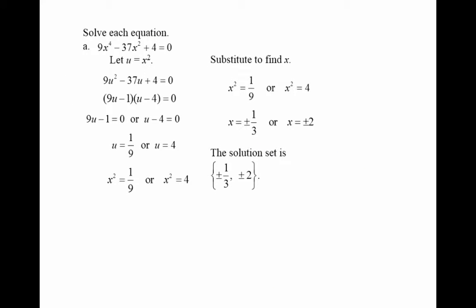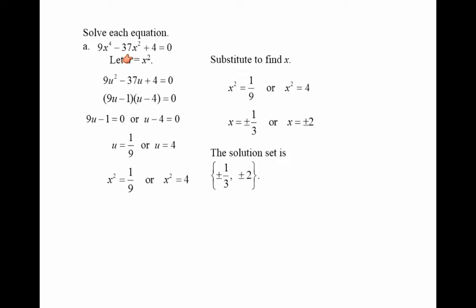Let's take a look at some examples. Solve each equation. We want to see if I can use the substitution method here. Just by looking at this, I can see that I have this middle term x to the power of 2. If I square them, I get x to the power of 4. Yes, I can use the substitution method then. So I'm going to let u, or another variable, or w, be equal to this middle term, this variable here.